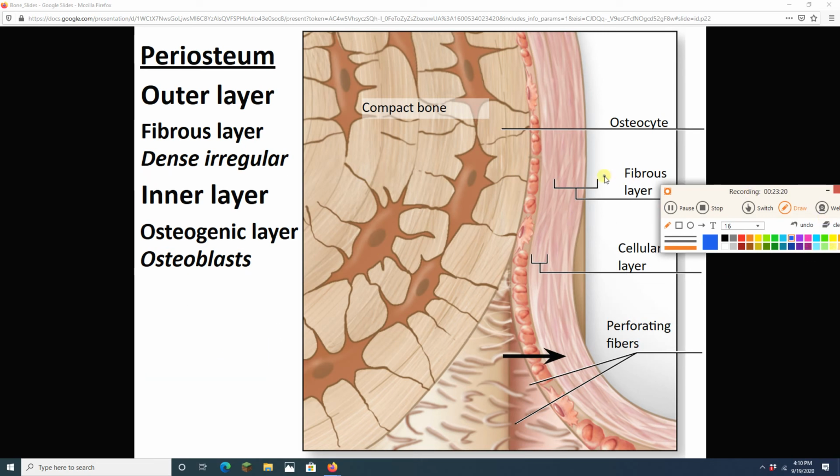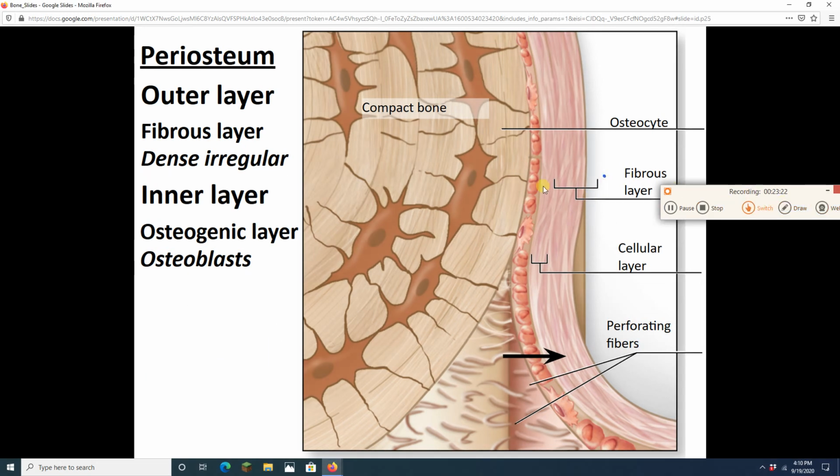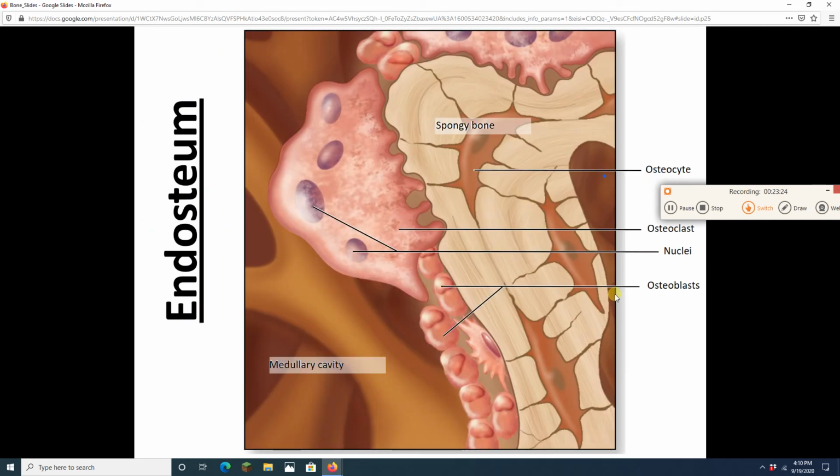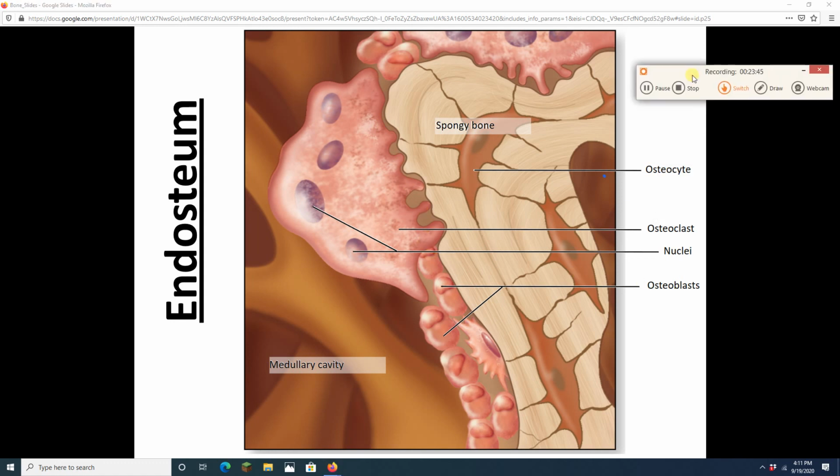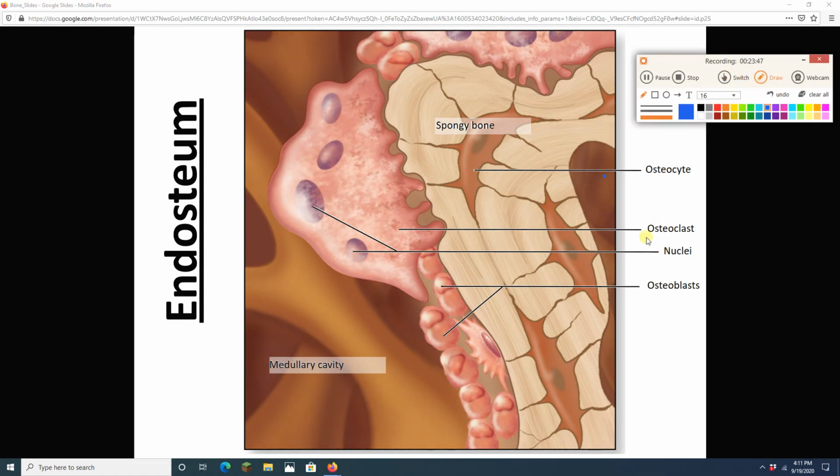Cool. Let's keep on going. There's also the lining of the spongy bone on the inside. It is called the endosteum. And we're going to see osteoblasts in here as well, making bone matrix, as well as this big, beautiful, multinucleate cell who is known as an osteoclast. So the osteoblast is the bone maker.